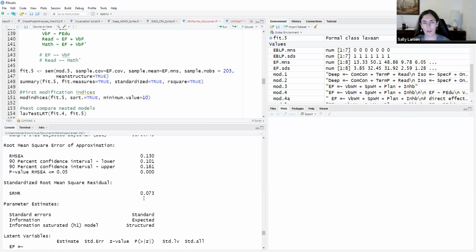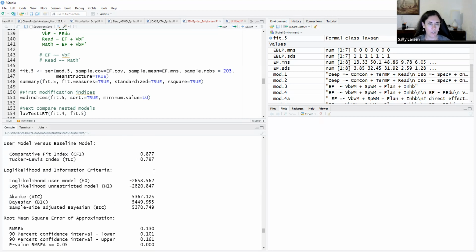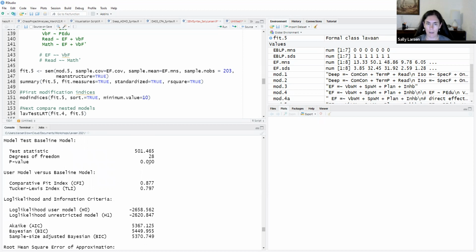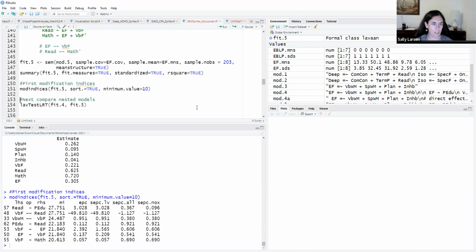So rather than interpreting parameters, I'm going to do what you probably should do, and that's not interpret parameters because the model doesn't fit the data. Instead, I'm going to have a look at modification indices. So if I just run this bit of code, using this object here, this fit, I'm going to use a minimum value of 10. So it's going to give me back every modification I could make to my model which would improve it by at least 10 chi-square increments. I'm not quite sure what you call them.